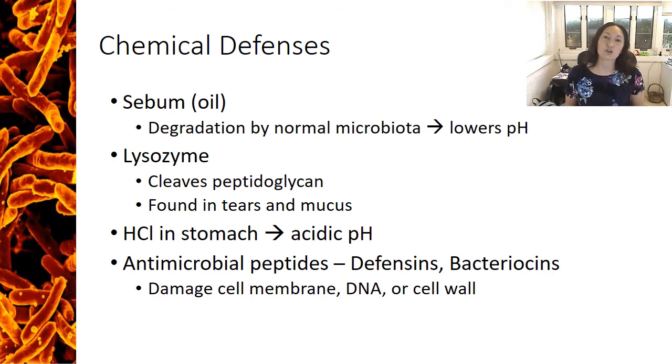And then your cells also produce a whole lot of antimicrobial peptides. And these are just proteins that have some sort of activity, so they're enzymes that will fight off pathogens, typically called things like defensins or bacteriocins. They're enzymes that are going to damage cell membranes or DNA or cell wall, some properties of those bacterial cells. And so these chemical defenses work in combination with your physical defenses to both stop microbes from coming in and to try to kill them before they get into the tissues of the body.